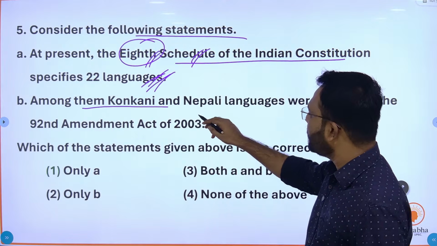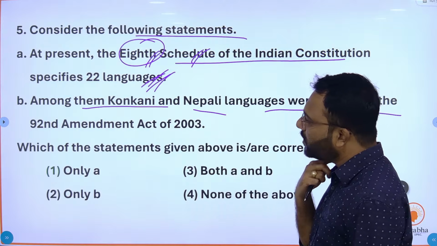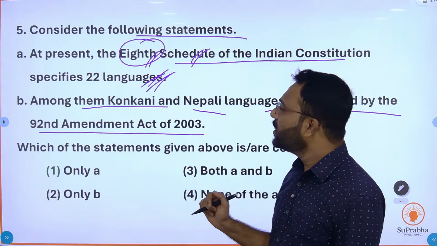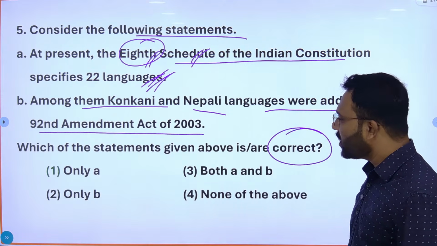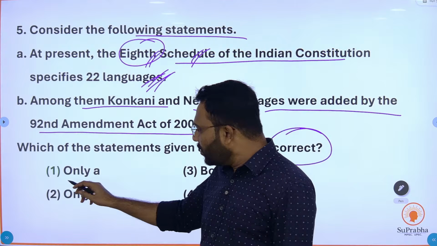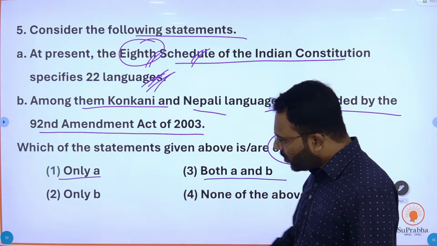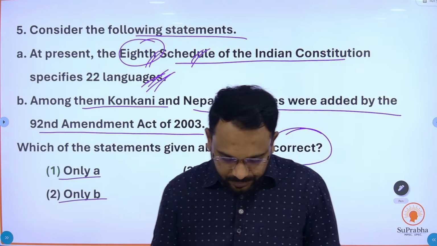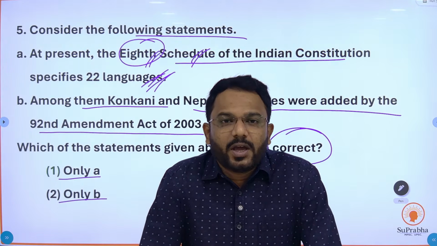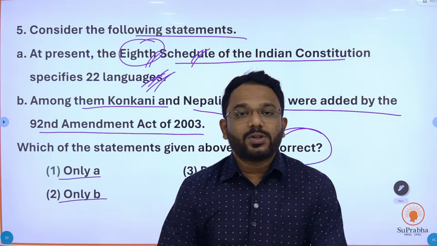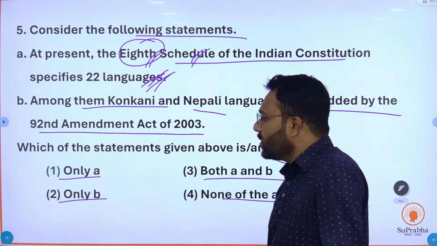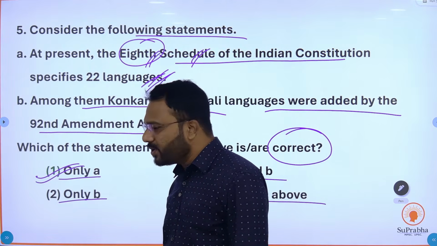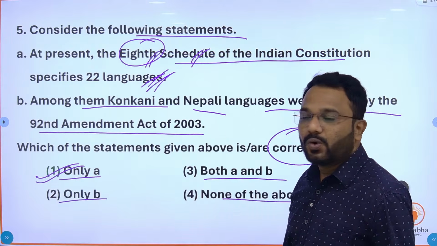At present, the 8th Schedule of the Indian Constitution specifies 22 languages. Among them, Konkani and Nepali were added by the 92nd Amendment Act of 2023. Here you have to find the correct statements. The options are: only A, both A and B, only B, and none of the above. Try to answer this question, and if you know the answer, kindly comment as well, so we can have an interactive session. The right answer is option first, only A.